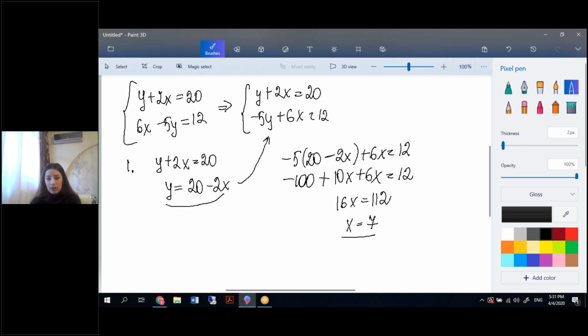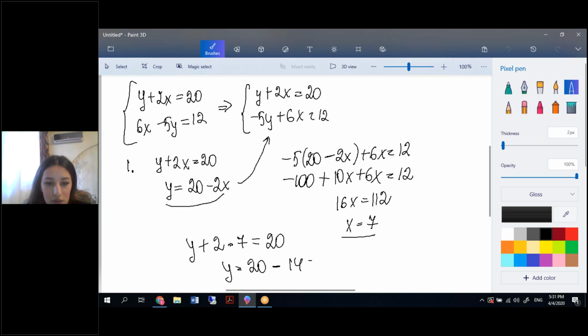Now as we found that x equals 7, we can put it in this equation and find y. Y plus 2 multiplied by 7 equals 12. Y equals 12 minus 14. So we found the unknowns of our simultaneous equations, x and y equal to 7 and 6. That was the first method.